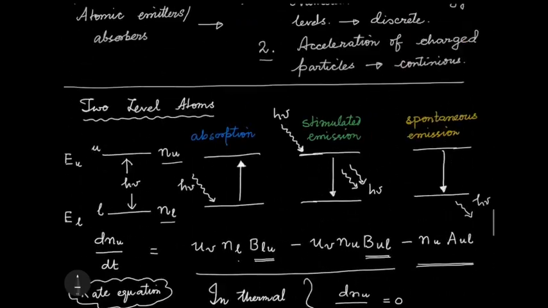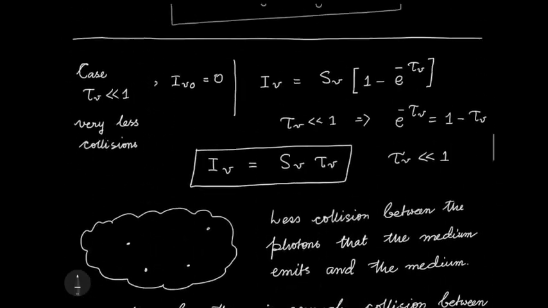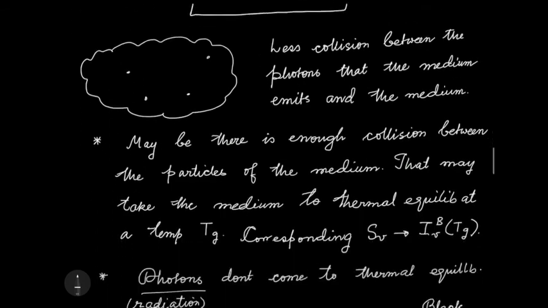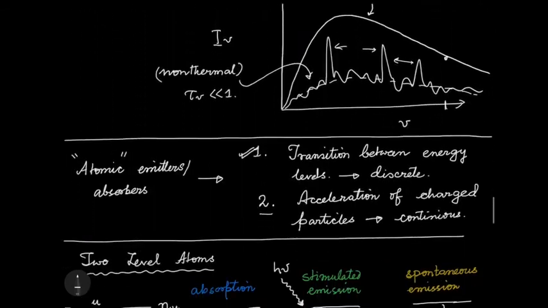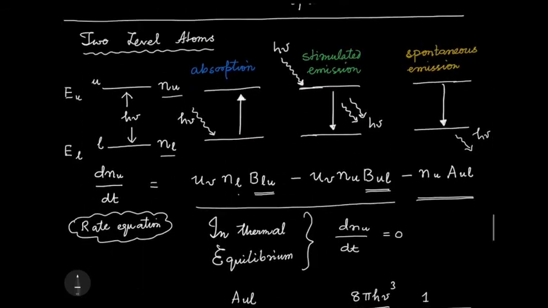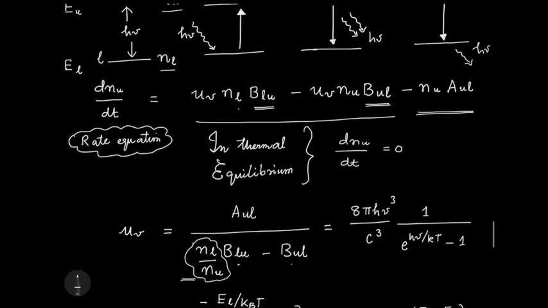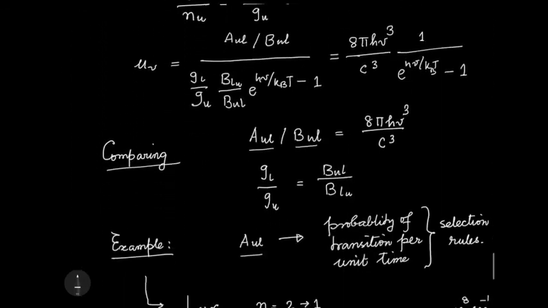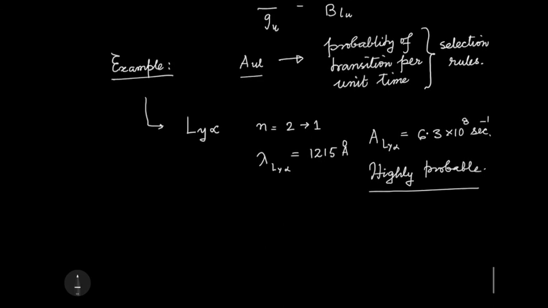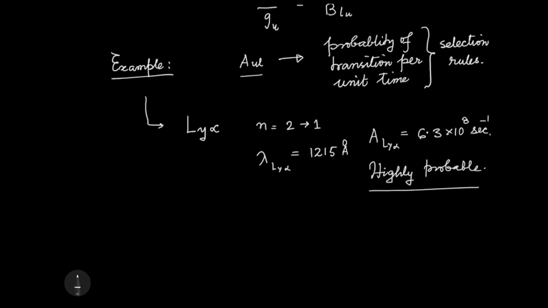Okay. Anyway, we are running a little bit over time, so I'll stop here. We'll pick it up from here in the next class. What we have done in this particular class is we have looked at the thermal and non-thermal radiation in view of the solution of the radiative transfer equation and had a little bit of insight into two levels.